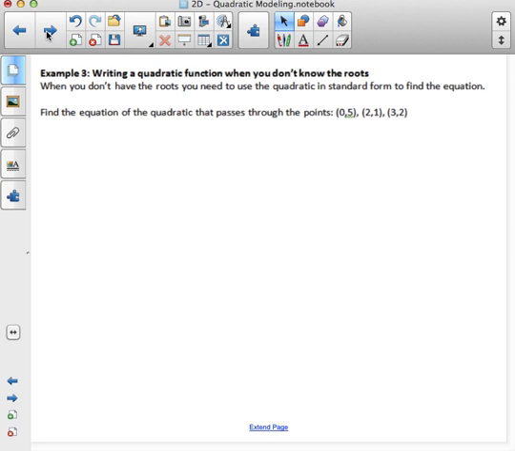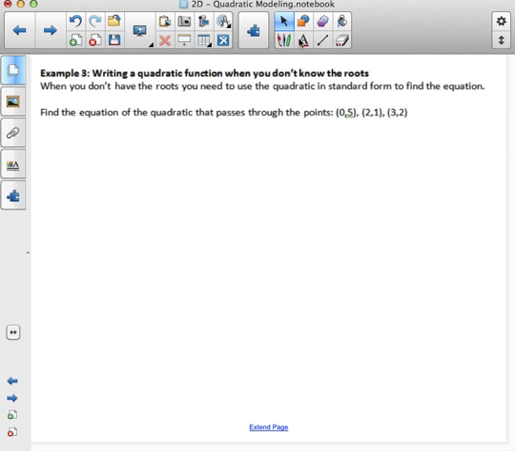Okay, so the ones where you get the zeros are really not that bad. They fall really nicely into the equation. But we don't always get the zeros. So when we don't have the roots, we need to use the quadratic in standard form to find the equation. And this is a little bit harder, so you're going to have to bear with me.